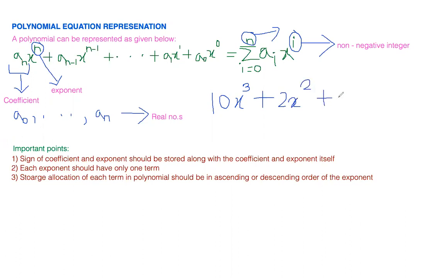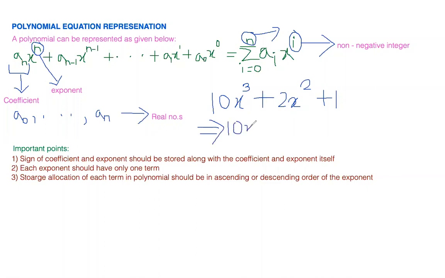And in this polynomial equation, you can see that it is not necessary that all the exponents starting from 0 to n should be present. Any of the exponents may not be present. That means for that exponent, the coefficient is 0. So we can represent this like this.